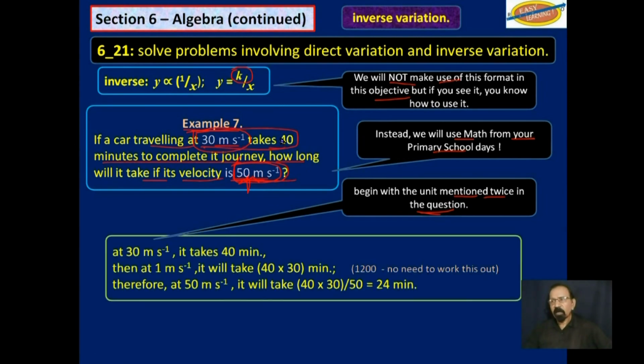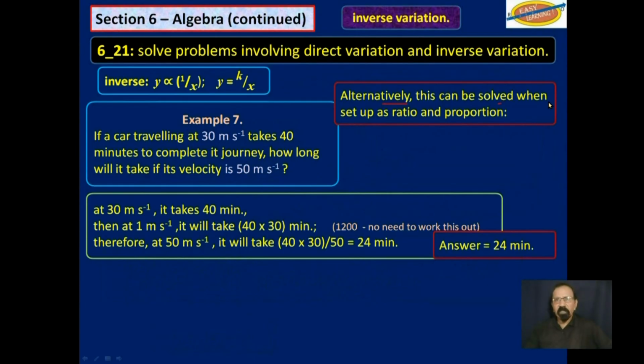So we begin. At 30 meters per second, it takes 40 minutes. At 1 meter per second, which is very slow, it will take much longer time, which is 40 times 30, which will be 1200 minutes. As I said, we don't need to work this out since we are actually putting that back in the question. So at 50 meters per second, it will take that 1200 there, divide by 50, which would be 24 minutes, which is reasonable. It's traveling faster. Therefore, it will take less than the 40 minutes. It takes 24 minutes. That's using grade 3 math from primary school.